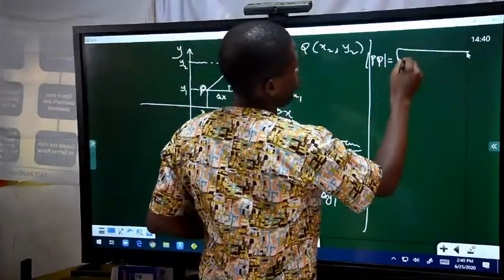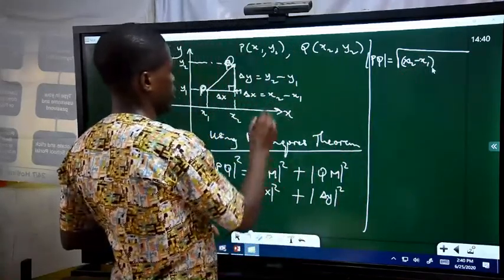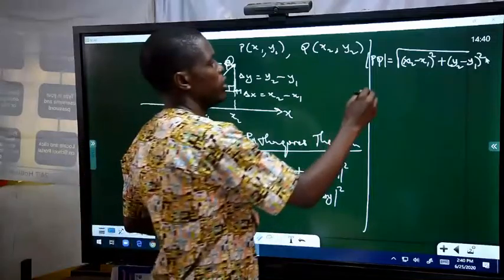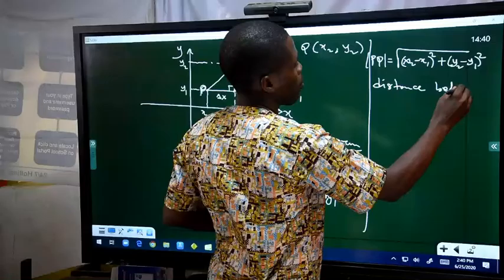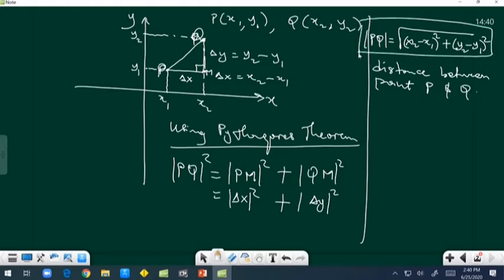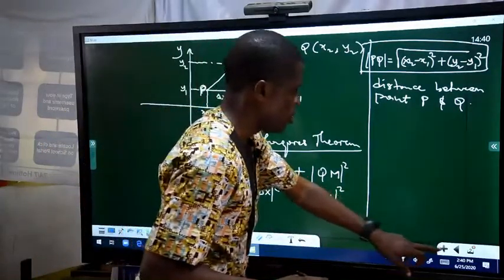When we substitute the values of delta x and delta y, PQ is equal to the square root of x2 minus x1 all squared plus y2 minus y1 all squared. So we have the distance between the 2 points P and Q, given by this formula stated here. Considering this, we can also look at some examples.